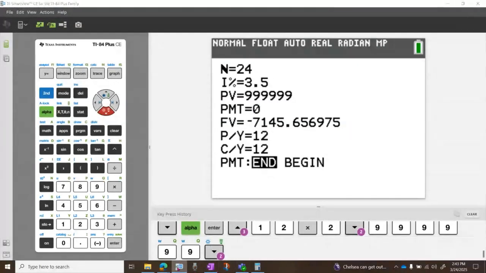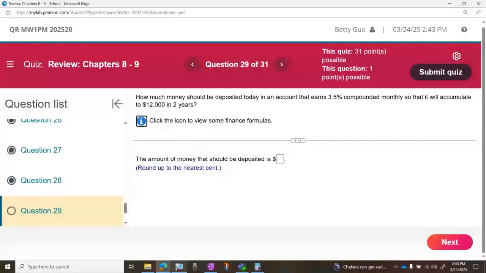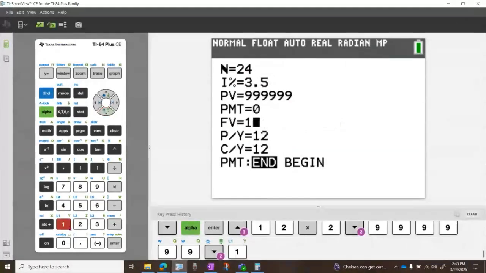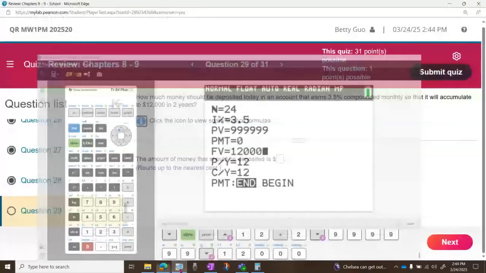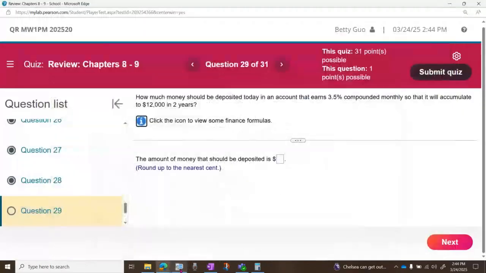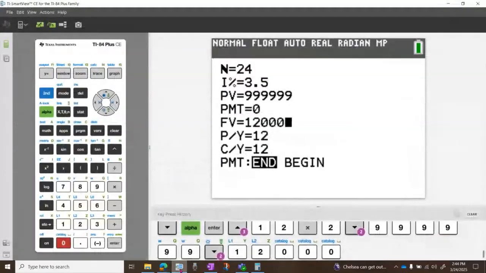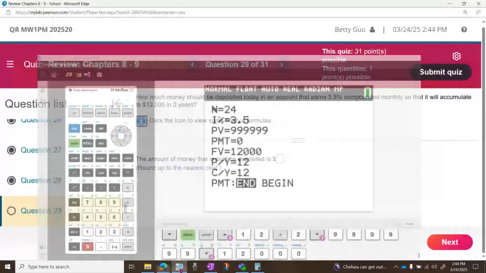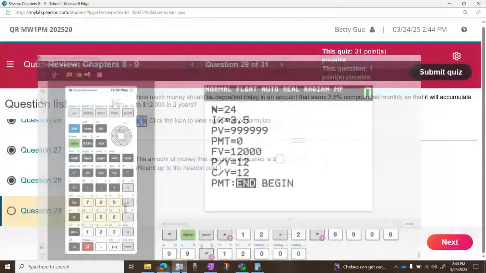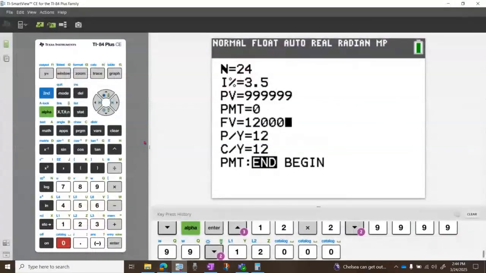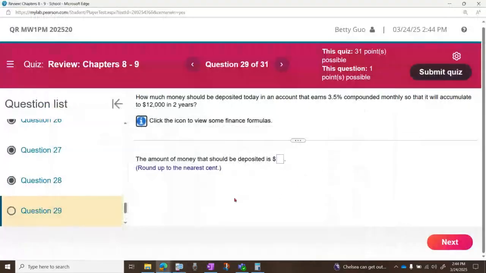Future value, how much you want to have? You want to have 12 grand. 12 by month. Let me double check the entry. Compounded monthly, so for 2 years only, 24 times. Interest rate 3.5%. In the future, you want to have 12 grand. Okay, very good. Everything looks good. Go back to solve for present value. Alpha enter. Let's see how do we round it.